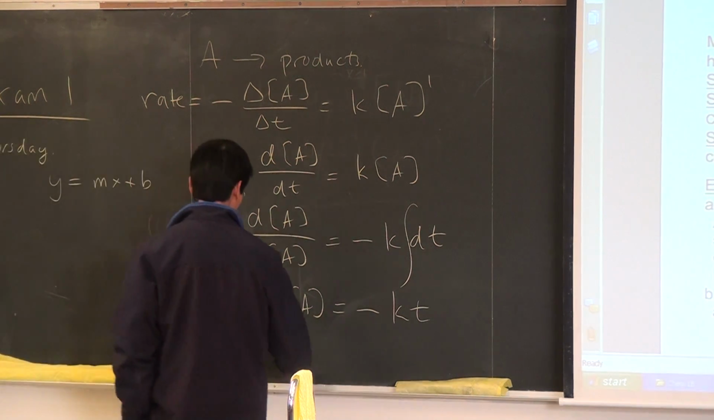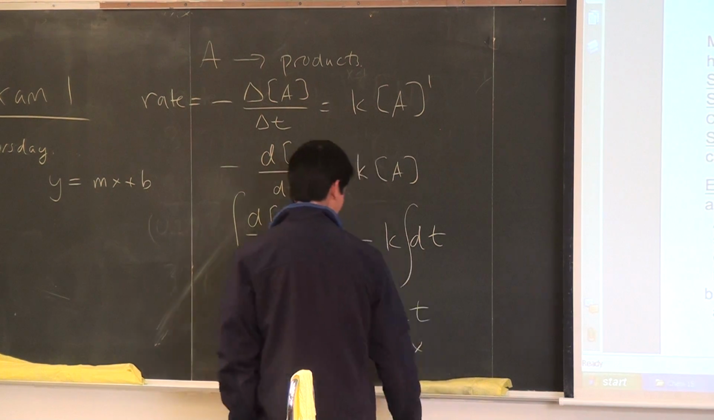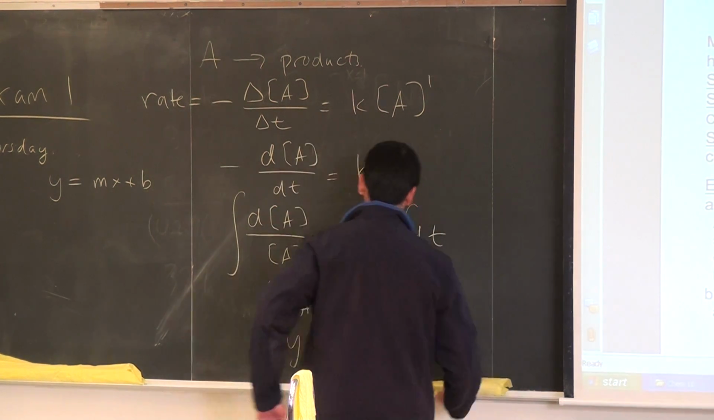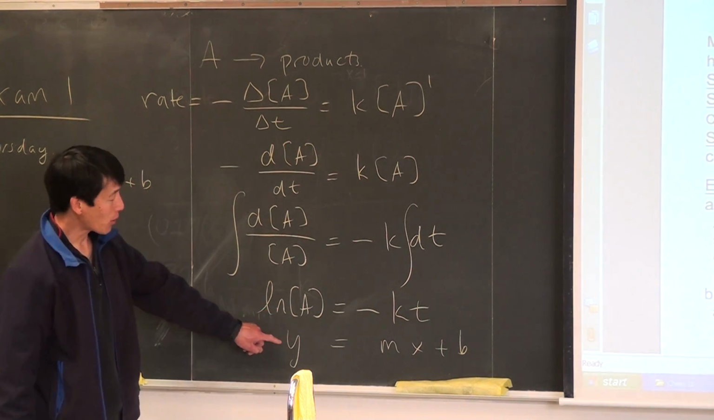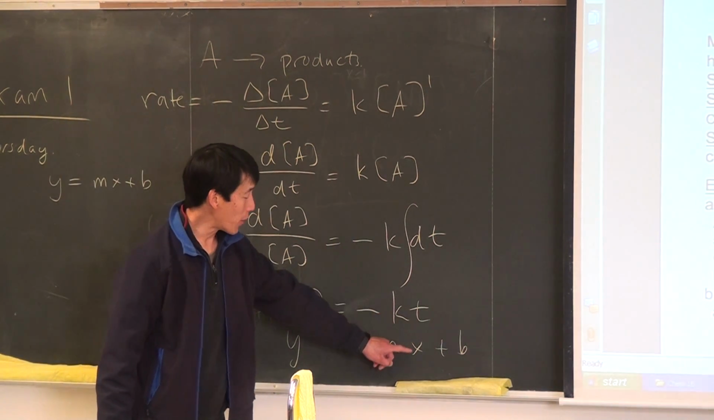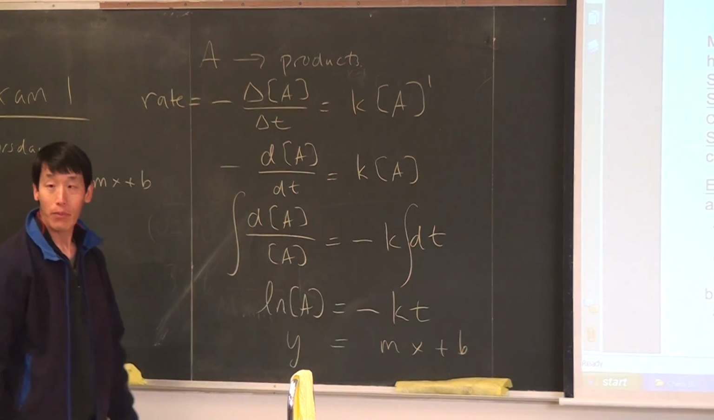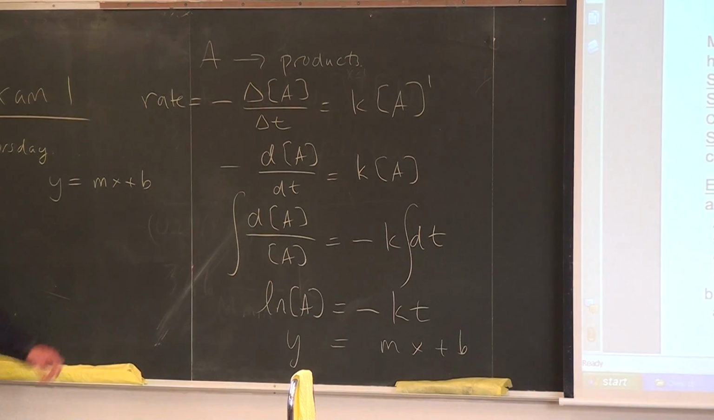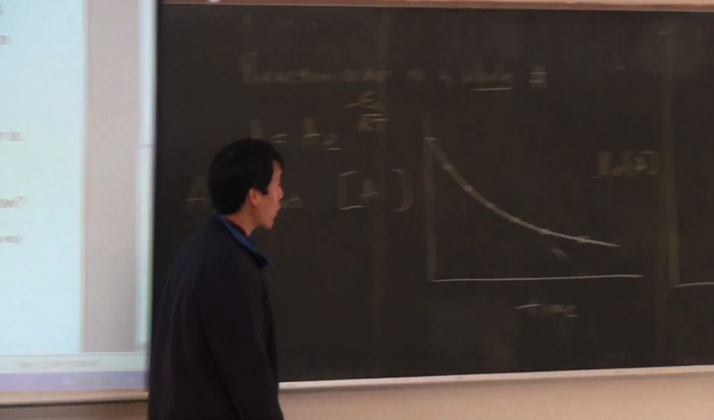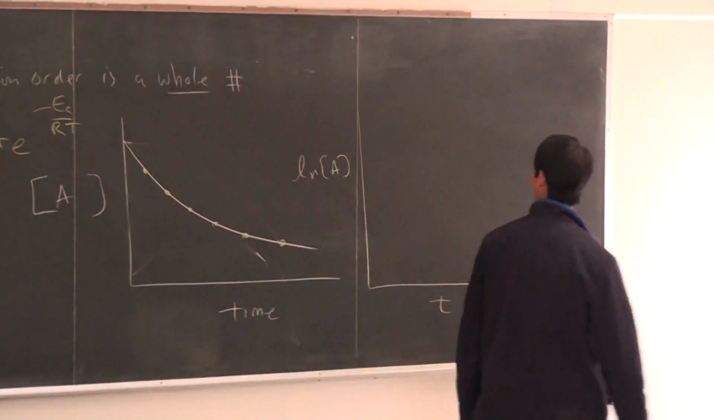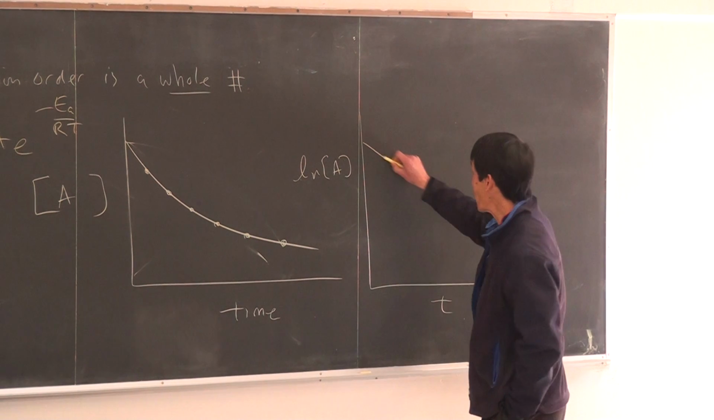So if we have y equal to m times x plus b, this is why we're plotting the natural log of A on the y-axis. We're plotting t on the x-axis, and k is going to represent the slope. So going back to our graph over here, what should this graph look like? Negative straight line, decreasing. Okay, so you're saying one that should look like this.